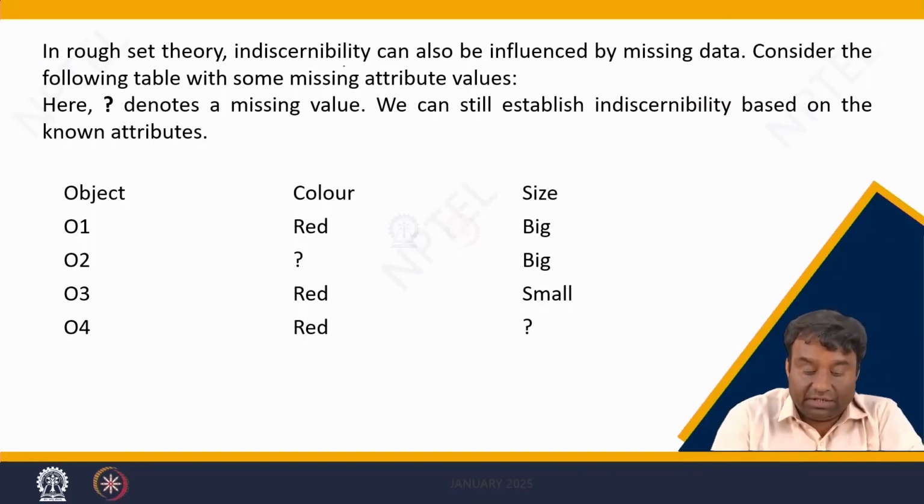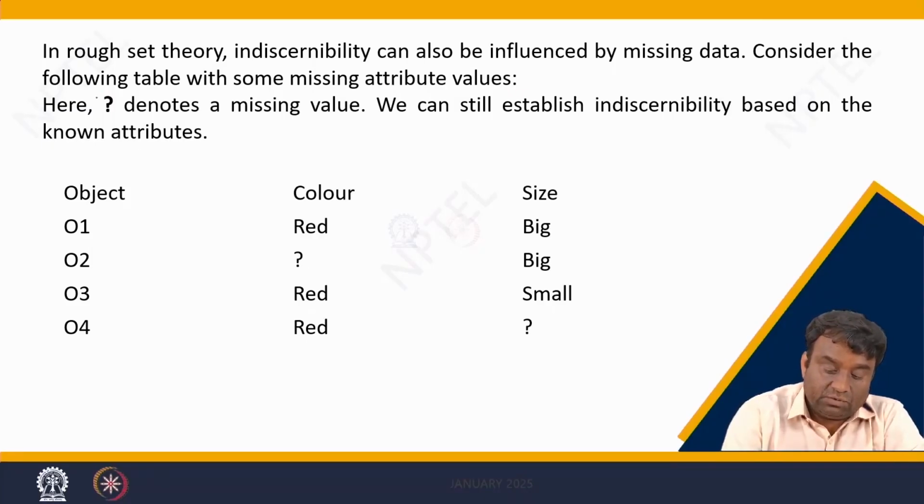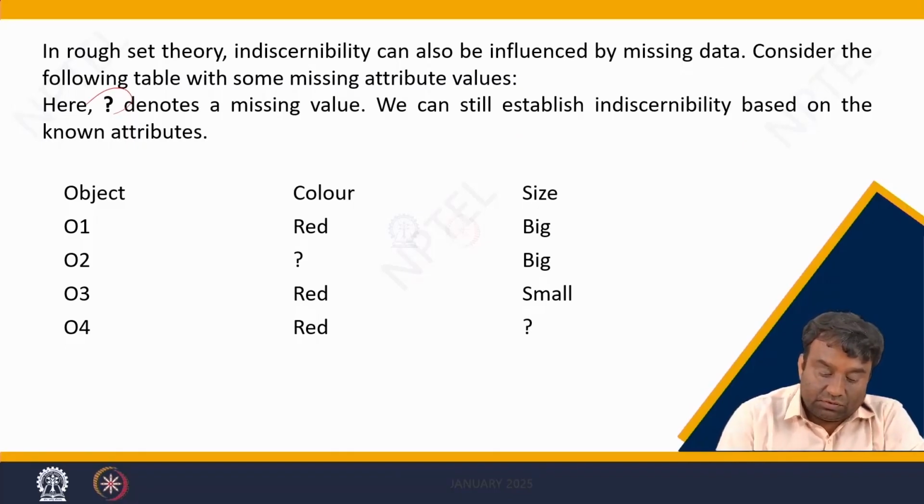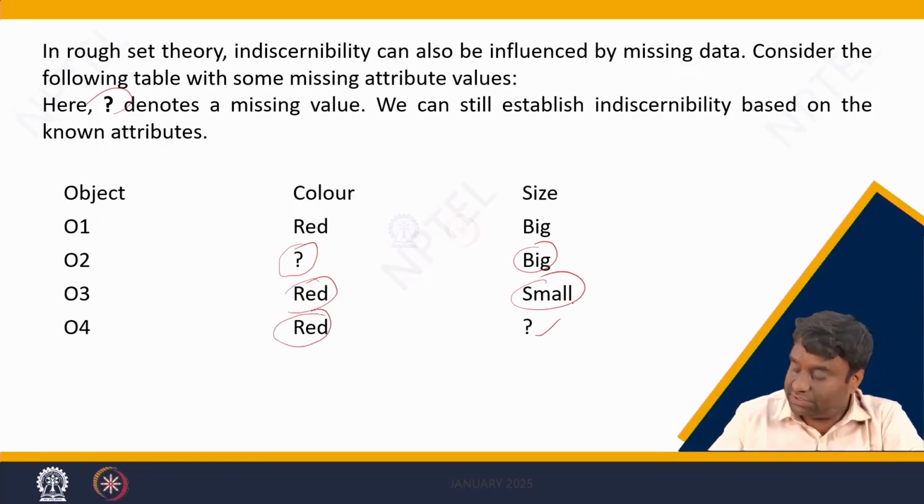Now, in rough set theory, indiscernibility can also be influenced by missing data. Consider the following table with some missing attribute values. Here, the question mark denotes a missing value. We can still establish indiscernibility based on the known attributes. So, object 1: color is red, size is big. Object 2: color is not known, size is big. Object 3: color is red, size is small. Object 4: color is red and size is not known to us.